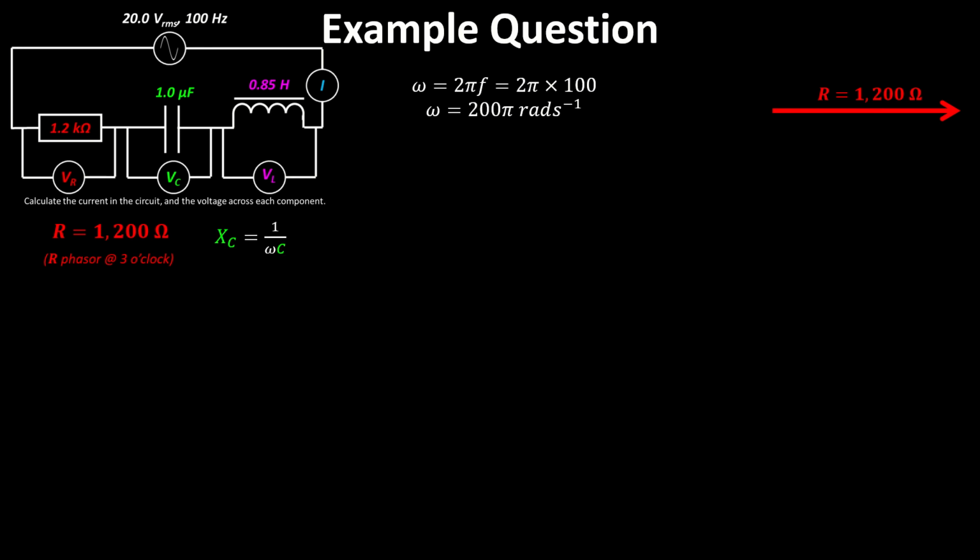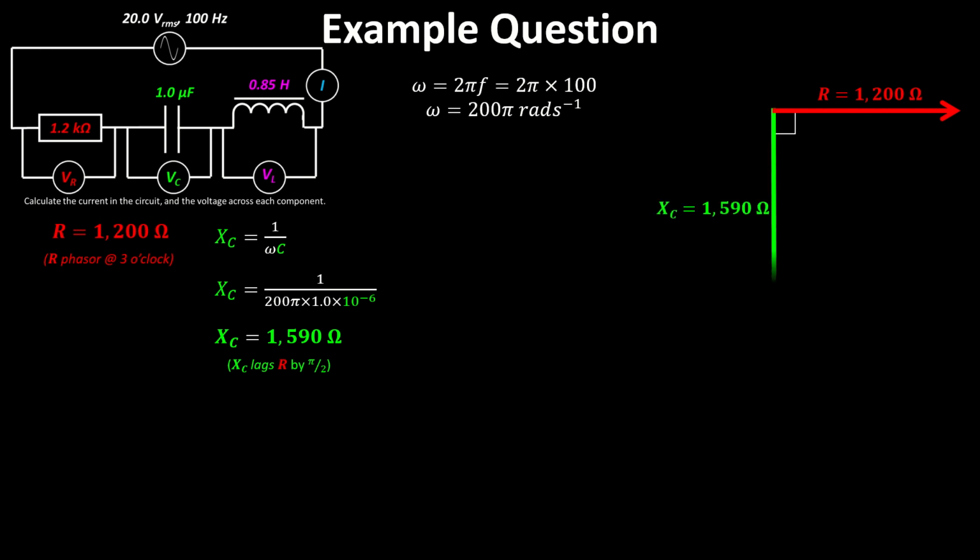Okay, we now need to know, we're going to go through each component, the capacitor reactance, 1 over omega C. So that's going to be 1 over 200 pi, that's omega, multiplied by 1 times 10 to the negative 6, that's the capacitance, which gives us a capacitor reactance of 1,590 ohms. And remember that capacitor reactance always lags resistance by pi over 2, so that's going to be straight downwards. So the capacitor reactance is 1,590 ohms downwards.